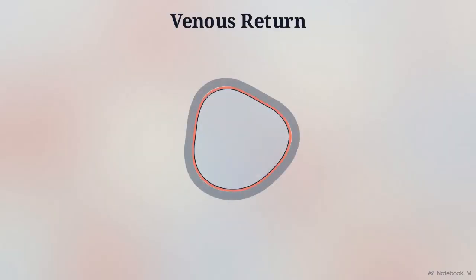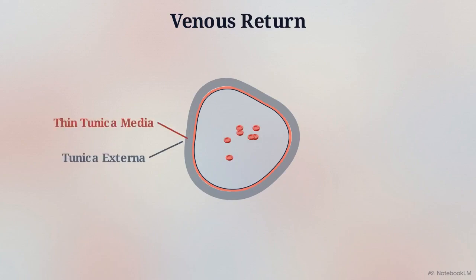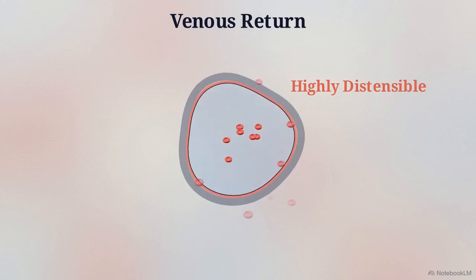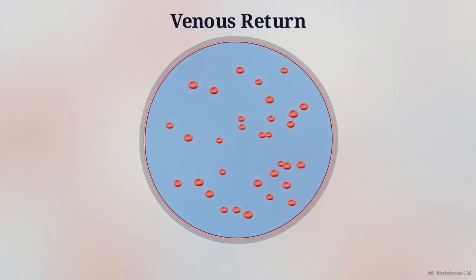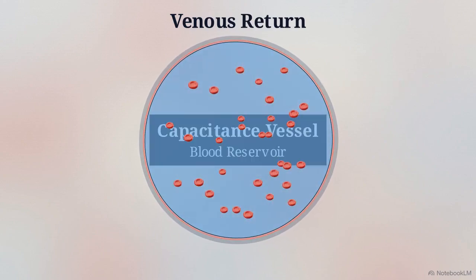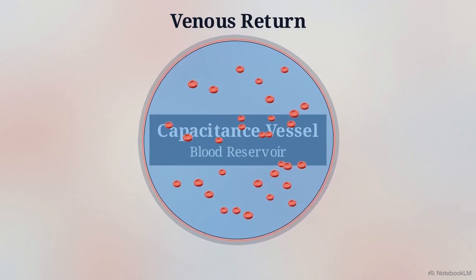Once exchange is complete, blood moves into veins, returning toward the heart. Lacking a thick tunica media, veins are highly distensible rather than contractile. They expand as blood accumulates, acting as high-volume capacitance vessels, functioning as the body's blood reservoirs.